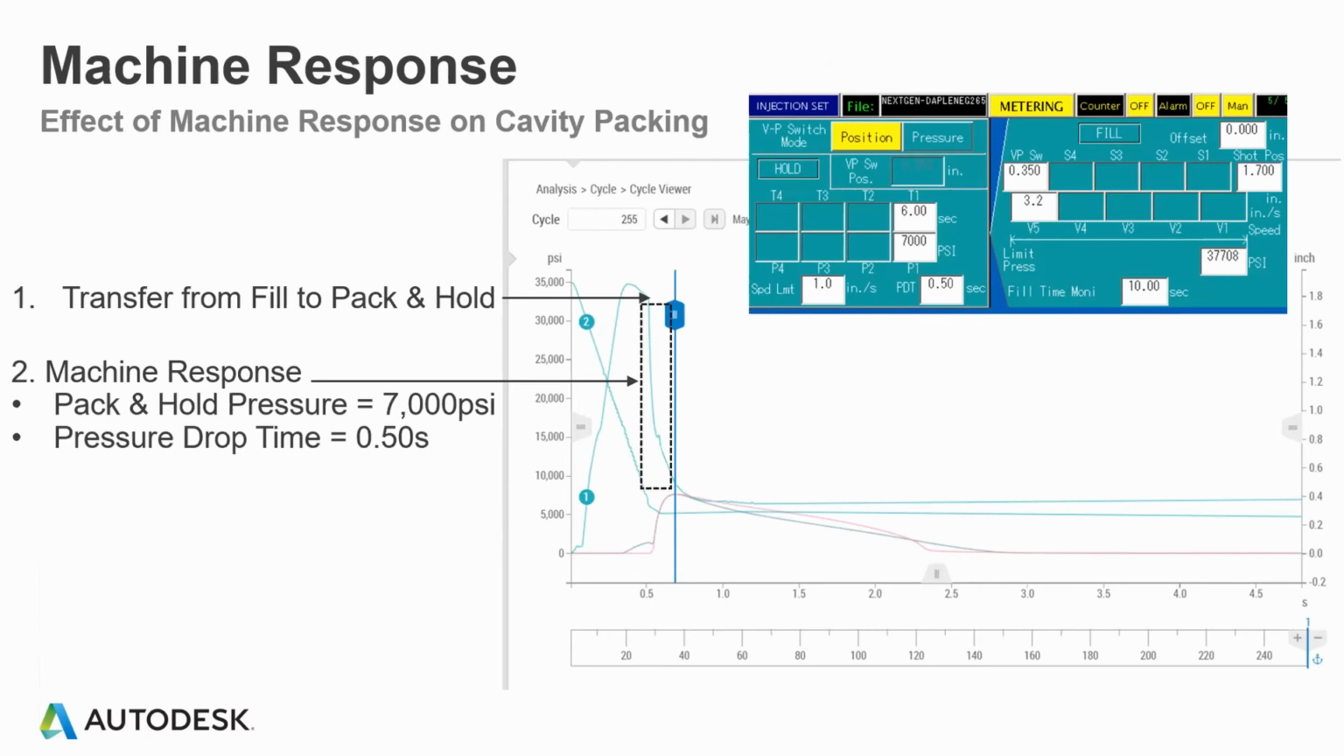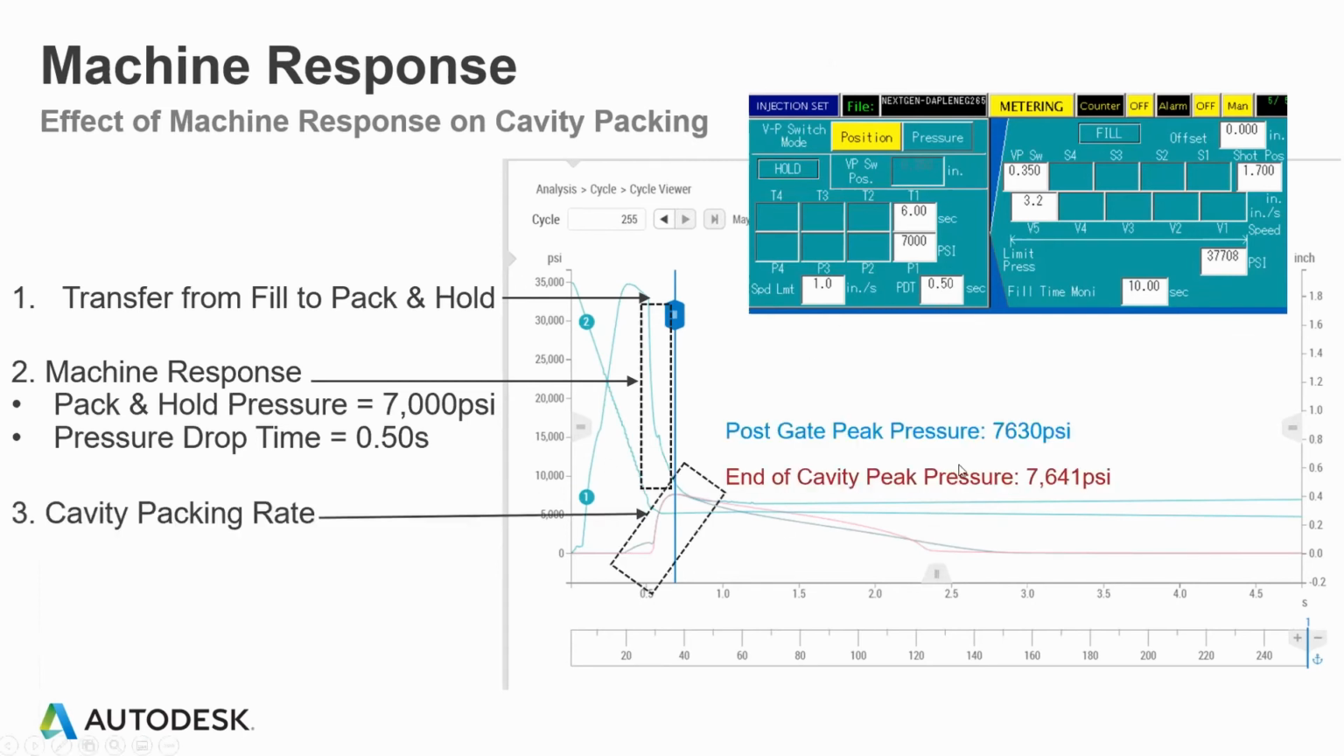I currently have the pack pressure here only set to 7,000 PSI because I want to drive home a point. So we went from 14,000 to 7,000 PSI, but I put this 0.5 value in here, and you'll see I have almost identical end of cavity pressure. So I have to be careful.